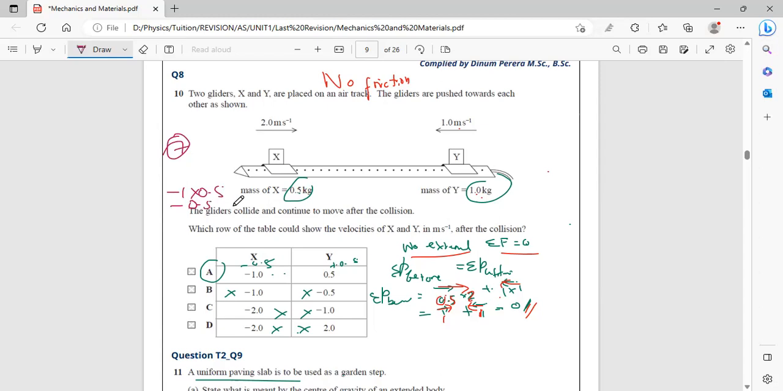Minus 0.5. You need to add the momentum of y, and this is the momentum of x. The momentum of y would be mass of y, 1, into plus 0.5, right? So that's plus 0.5. So minus 0.5 plus 0.5 is 0 again. So that's correct. So the momentum is conserved. Before collision it was 0. After collision, it must be 0, right? So these two velocities will give you 0 momentum after collision.